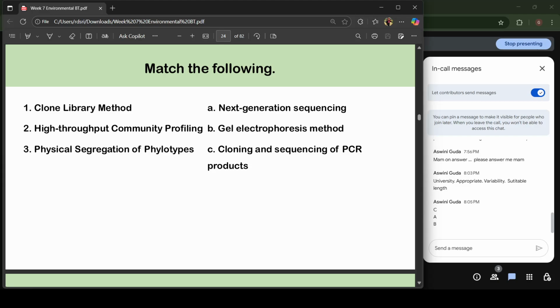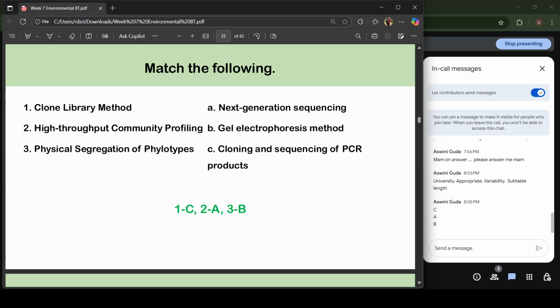Okay, so I will take it as 1C, 2A, and 3B. Exactly. So in the clone library method, we will use cloning and sequencing of the PCR products. We have a gene fragment. We will take a plasmid vector, clone the gene into the vector, go for screening, and then sequence. And finally, we form the library.